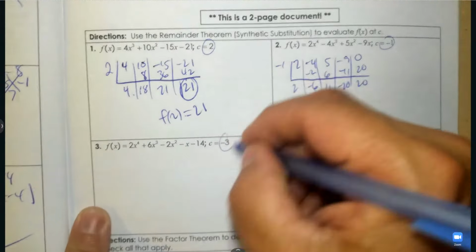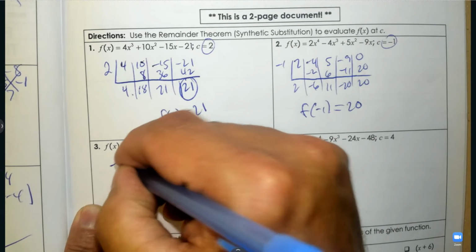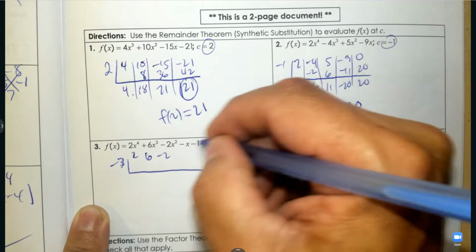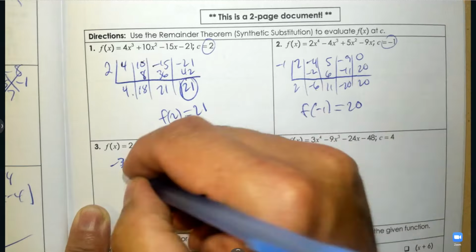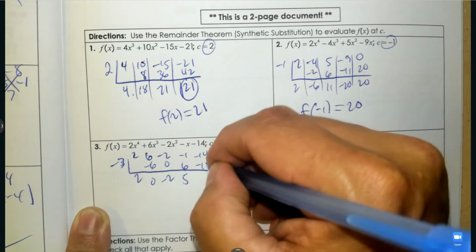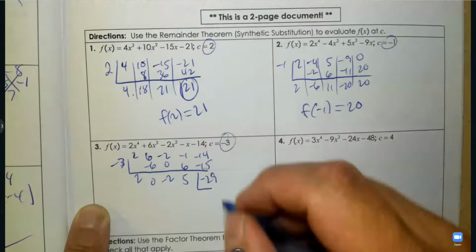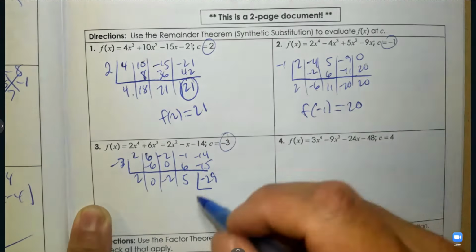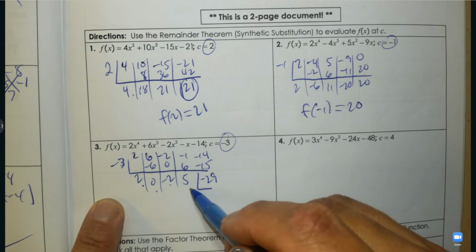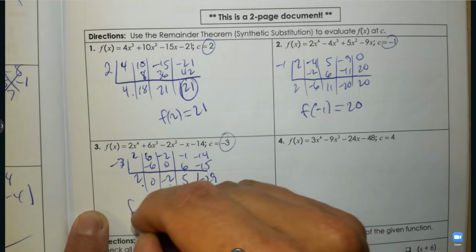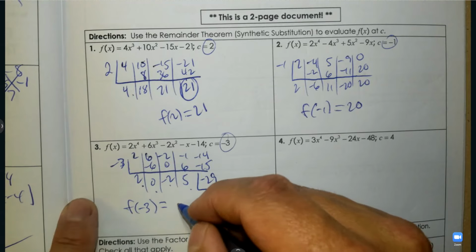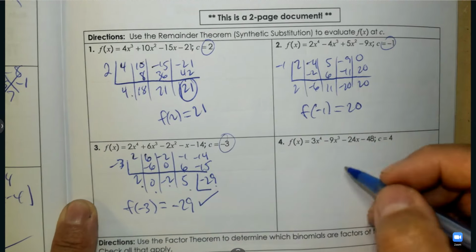Number 3, I'm evaluating at 3. That's 2 and 6 and negative 2 and negative 1 and negative 14. I get negative 20. Let me put the lines in there. Double, double check. And you have your answer. Make sure you write your answer. Don't leave the answer like that. Write down what you did. So to evaluate at negative 3 equals, that's the answer I'm looking for.